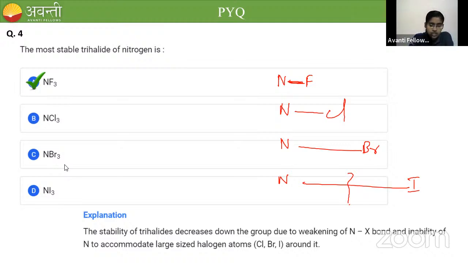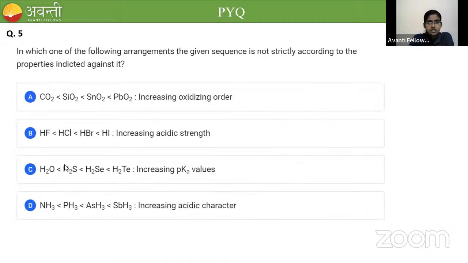Okay, now let's go with question number 5. In which one of the following arrangements the given sequence is not strictly according to the properties indicated against it? So in 4 options, we have 4 different orders. We have to find out the incorrect order, because they are asking for the sequence which is not strictly according to the property. Okay, so can you guys try for it? Try for the answer.